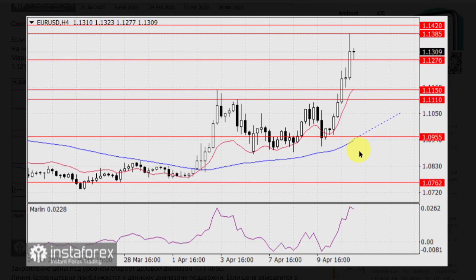The H4 chart's technical picture is similar. The Marlin oscillator has reached a local high this time, from April 3, and the price is currently hovering around the 1.1276. A confirmed break below this support opens the way to the target zone of 1.1150-1.1110.